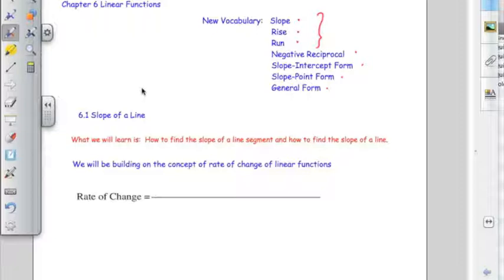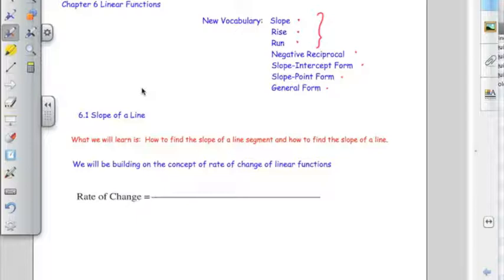6.1 is entitled The Slope of the Line, and what we're going to learn is how to find the slope of a line segment, how to find the slope of the line, and then also how to use that information to draw lines that have specific slopes.